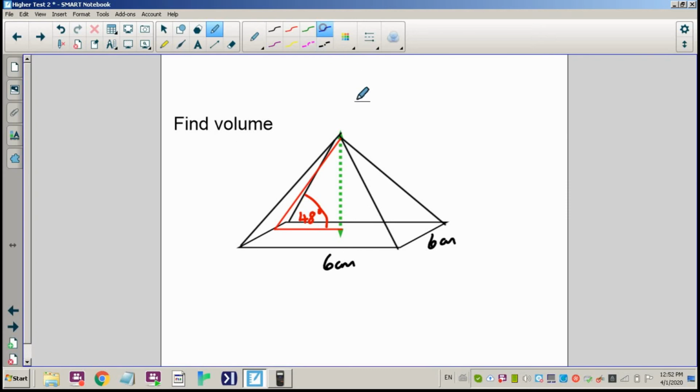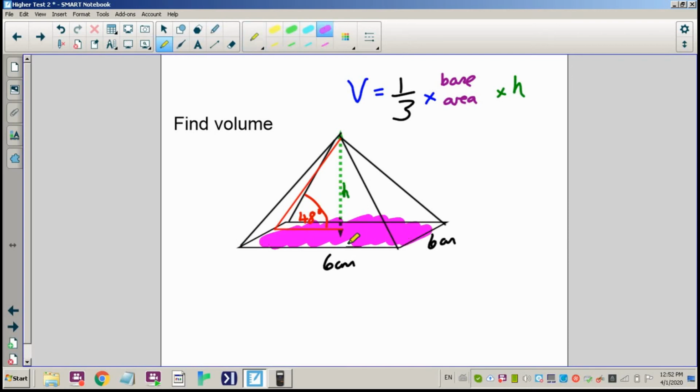Now, the formula for the volume of a pyramid is a third. It's always a third times the base area times the height. Now let's have a look at my problem here. I haven't got the height. Let's deal with the things that I can deal with first. Can I work out the base area? Yes, I can. The area of that base, it's a square, is going to be 36. So, to work out the volume, it's going to be a third times 36 times this mysterious, unknown h.